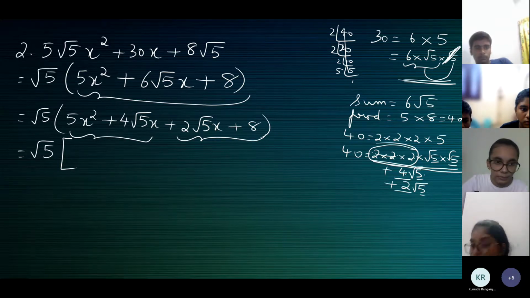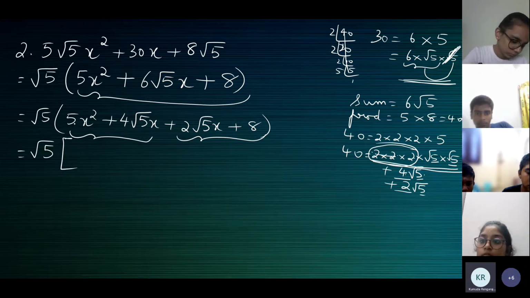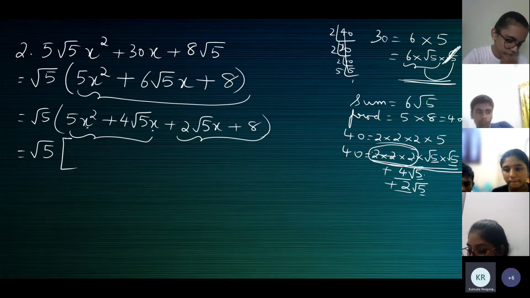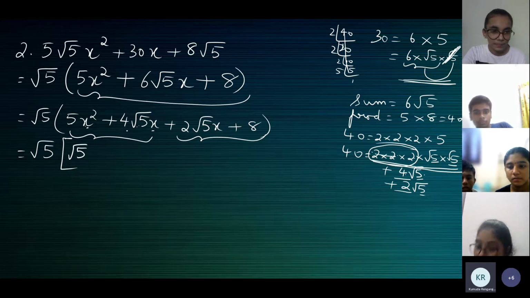What is common between the first two terms? Root 5x, because 5 is made up of root 5 and root 5. Root 5 into root 5 is 5. Between x square and x, x is common. Between 5 and 4 root 5, root 5 is common. So take out the common factor, open a bracket.